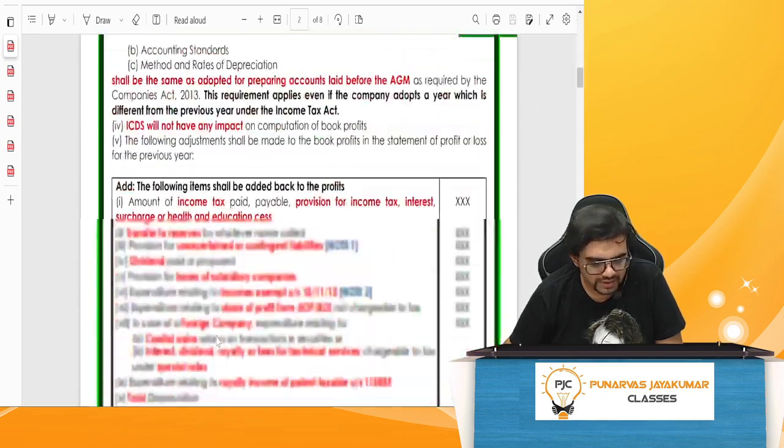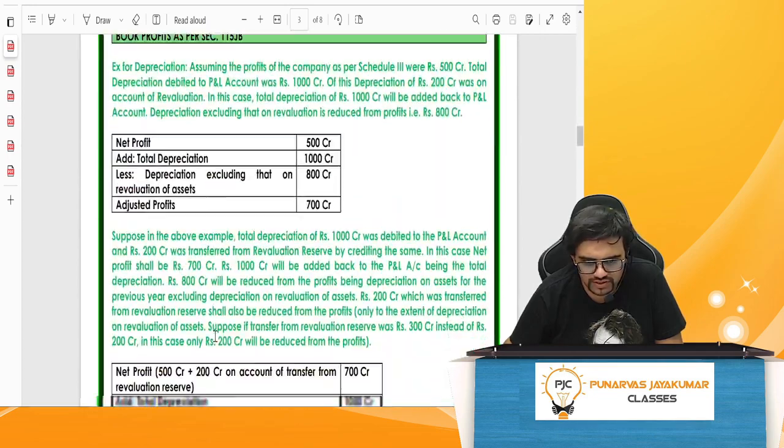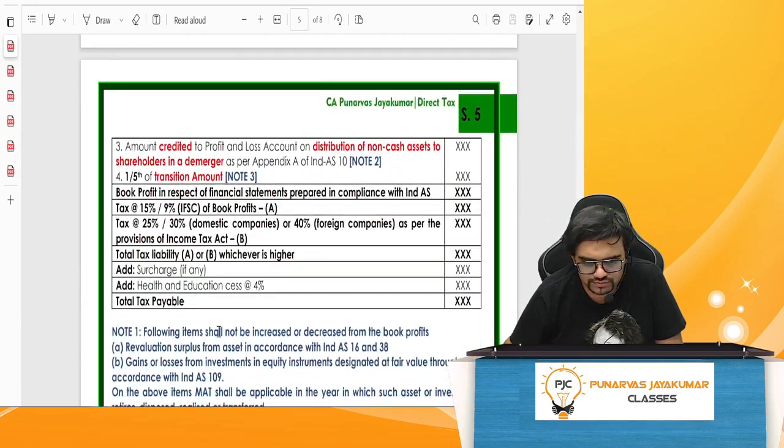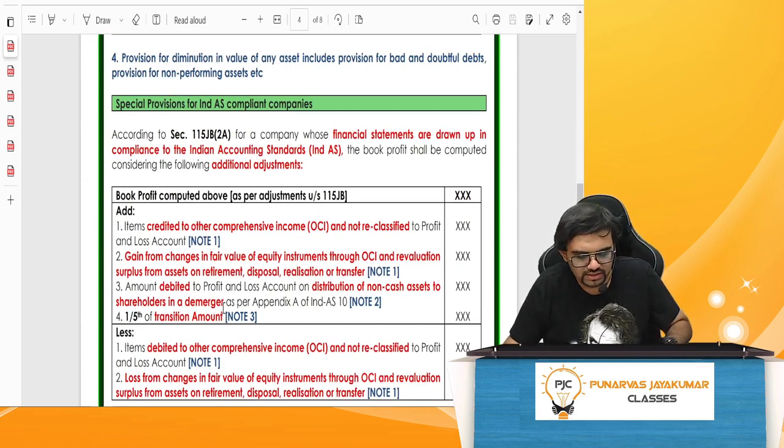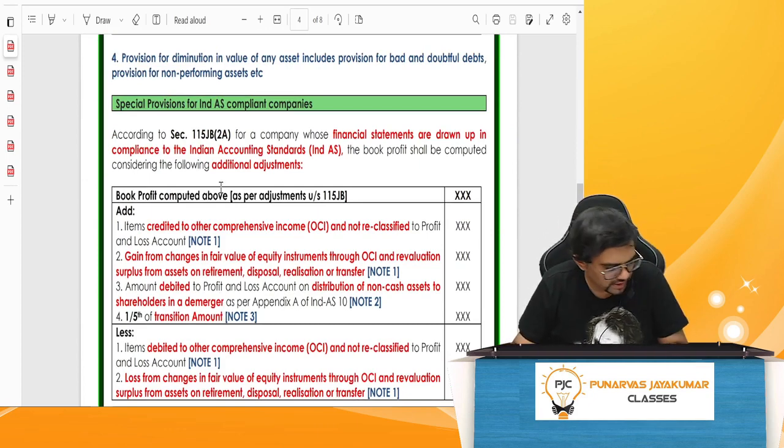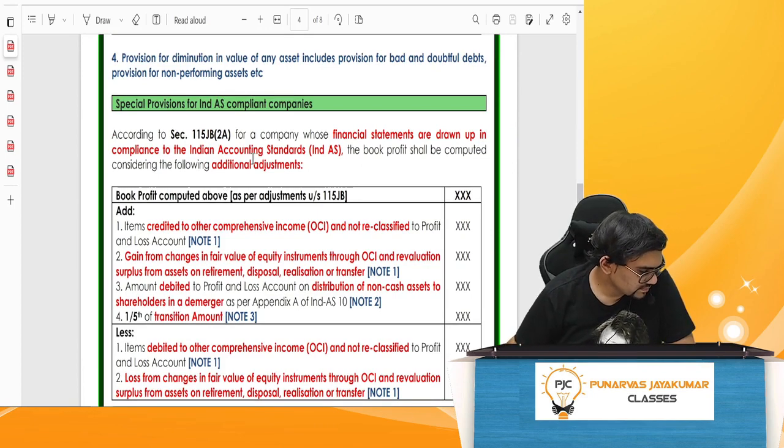Okay. So MAT we had done, guys. If you remember, we had done all these things in the previous session. Let's come to this: special provisions for Ind AS compliant companies. Basically they are trying to tell that for Ind AS compliant companies, there is something for computing book profit.